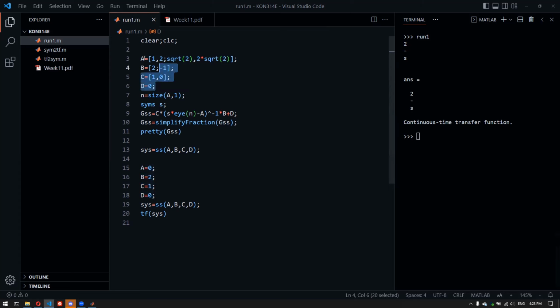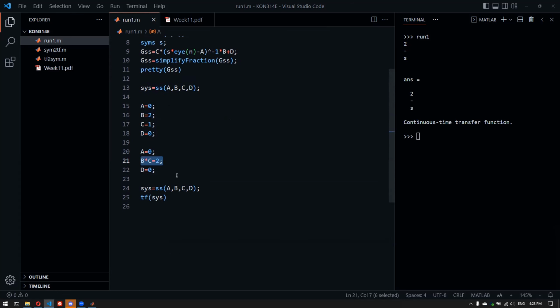You can have numerous ABCD pairs, but if it's modeling the same system, you will end up in the same transfer function. Transfer function is unique, ABCD is not. And the non-uniqueness, or the infinite amount of state space models, can be defined with this equation here. So I'm basically defining a family of ABCDs. When BC multiplication is 2, it will always end up in the same transfer function.